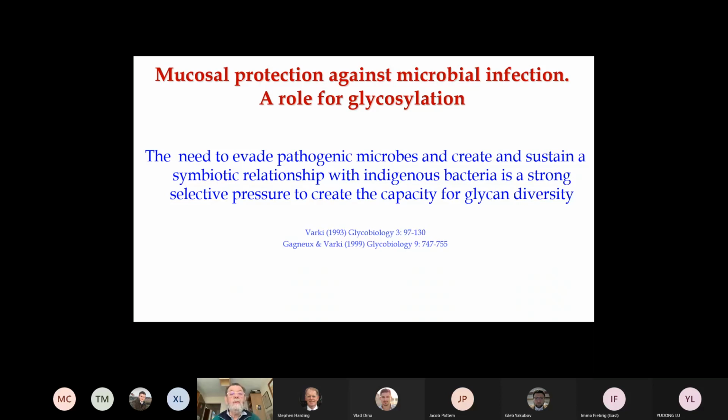In order to evade pathogenic microbes and to create a symbiotic relationship with the indigenous bacteria, there's a strong selective pressure to create a diversity of glycan structures, and this is where the evolution aspect comes in. So next, please.